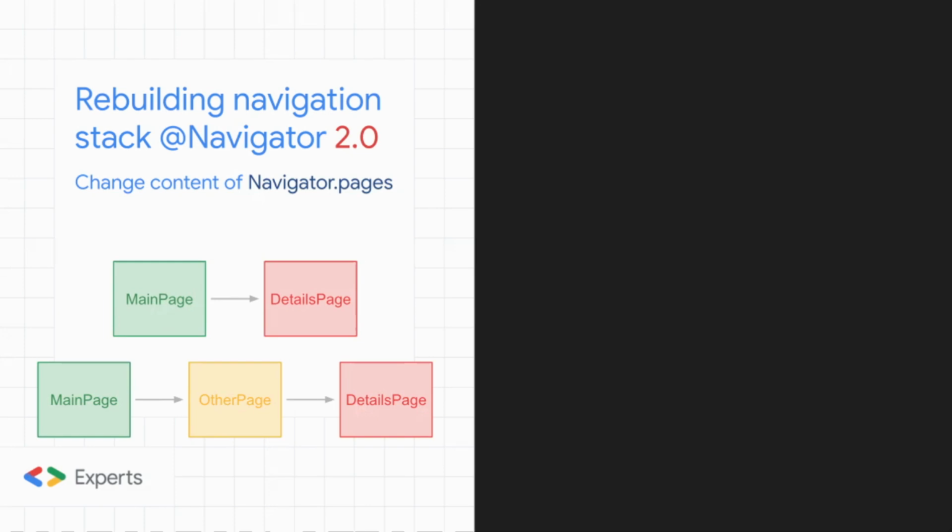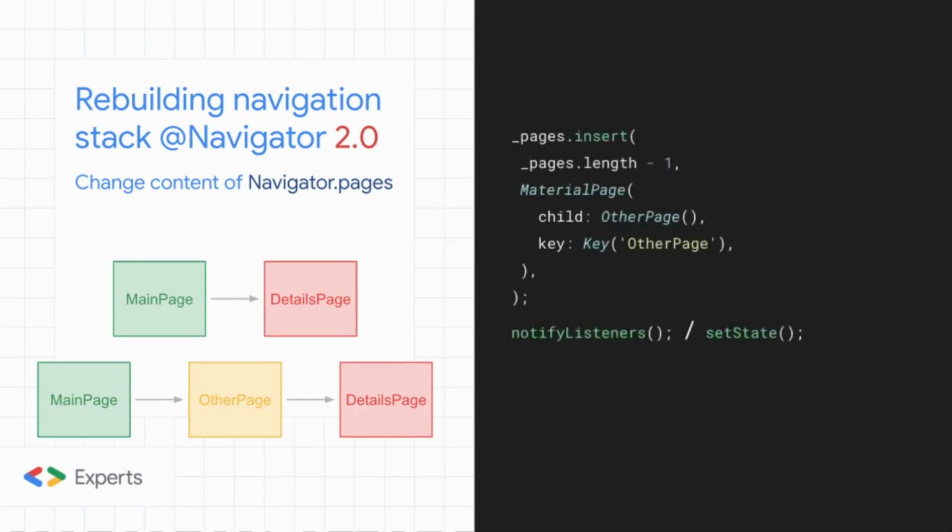And with Navigator 2.0, where we have these page objects that we manage, we can just insert this page into a proper position in a list so that we just have a new navigation stack. And frankly, this is one of the beautiful things about the new Navigator, that it is very simple if you cover all the details with some nice API.